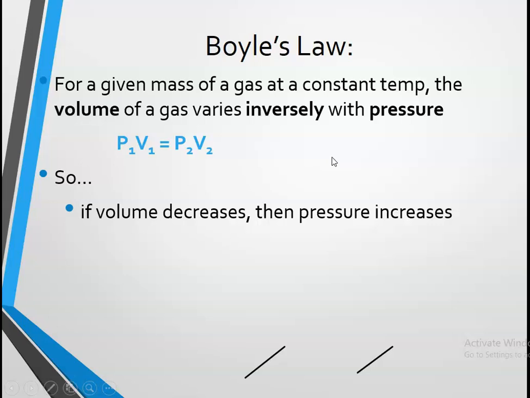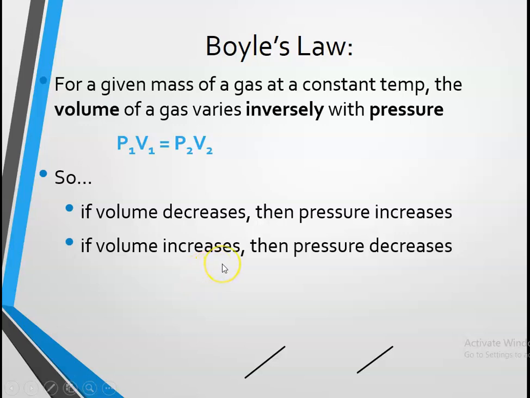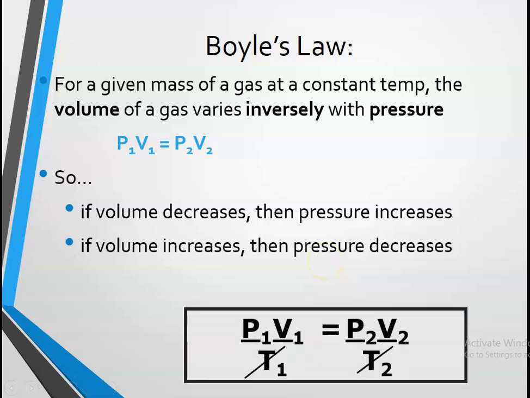So, thinking about what an inverse proportion means, if volume goes down, then pressure does the opposite. If volume increases, so if your container gets bigger, then the pressure of the gas is going to decrease. Now, if we go back and look at that combined gas law, if we take out temperature, then that leaves us with pressure and volume, and that's what's known as Boyle's law.